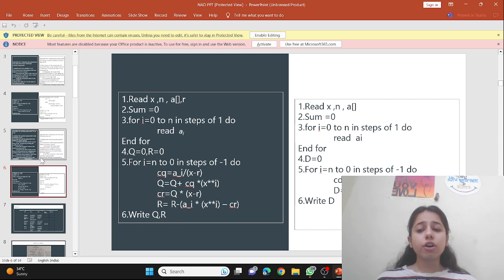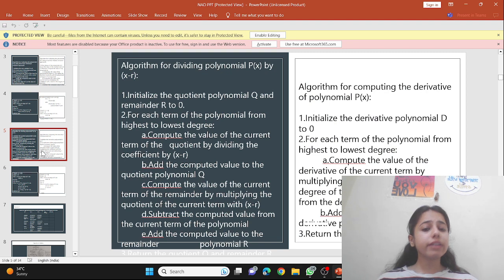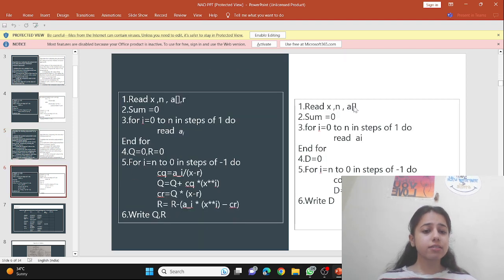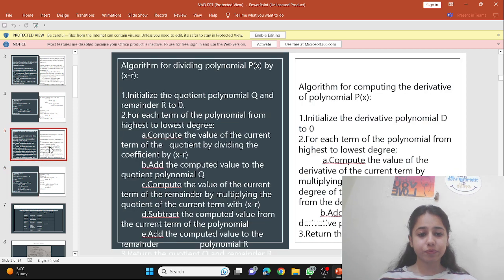The algorithm for computing the derivative of polynomial px is read x, n and a, initialize sum equal to 0. Then here is for loop where i equal to 0 to n, i ranges from 0 to n. In steps of 1, do read ai, and we will end this. Then we will initialize d equal to 0 for i equal to n to 0. In steps of minus 1, do cd equal to ai into n minus 1 and d equal to d plus cd. Write d.